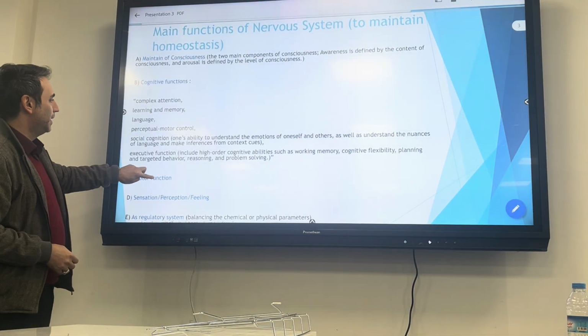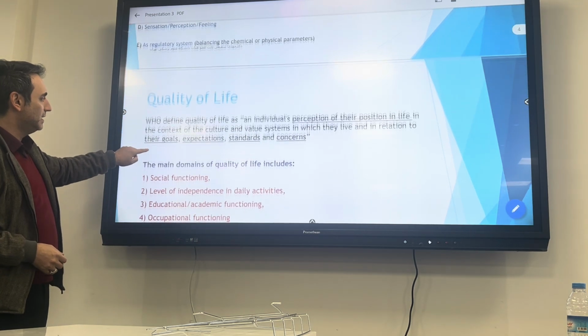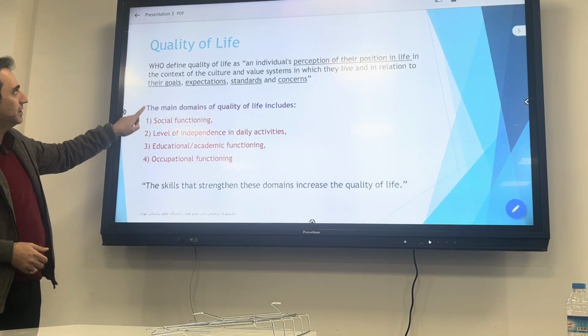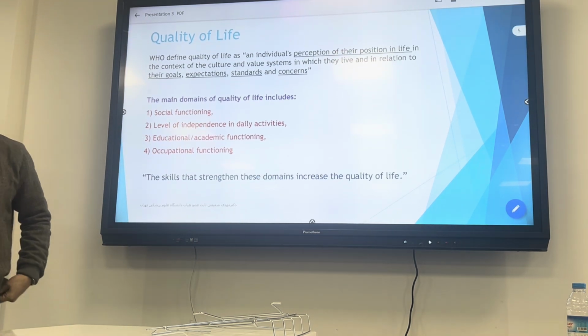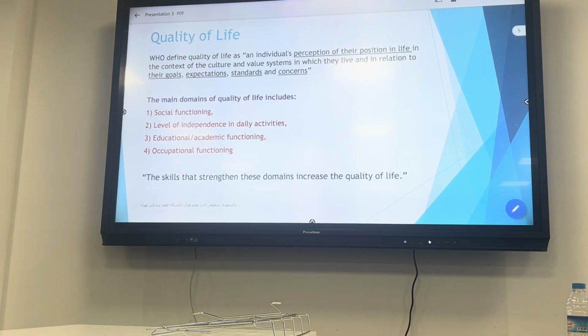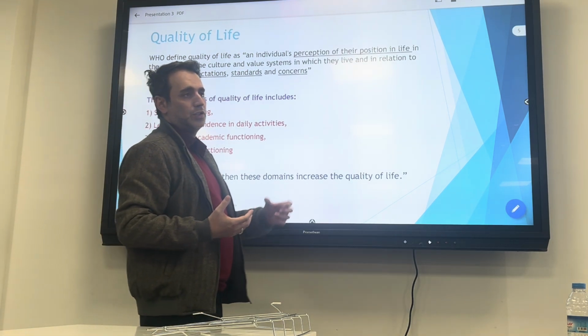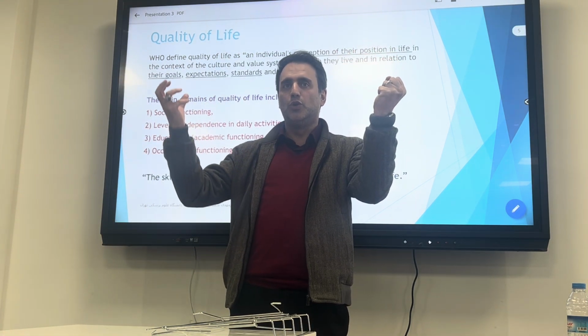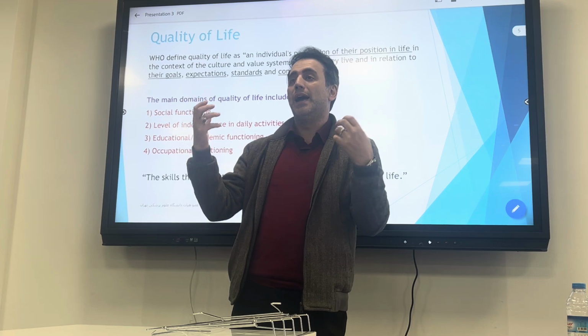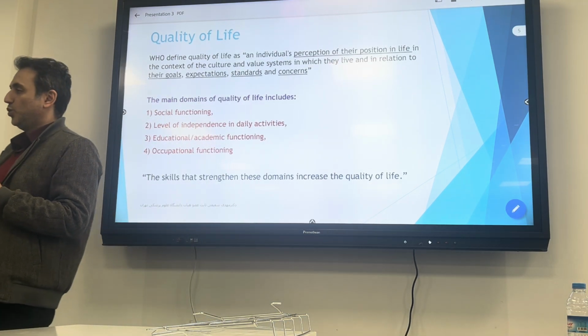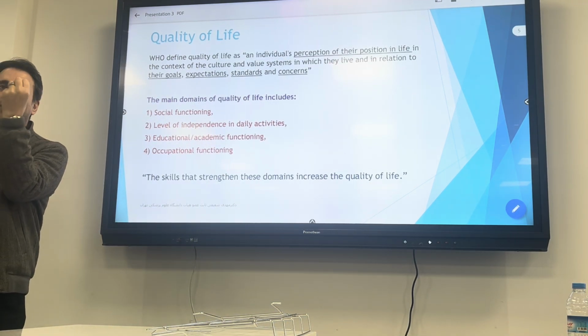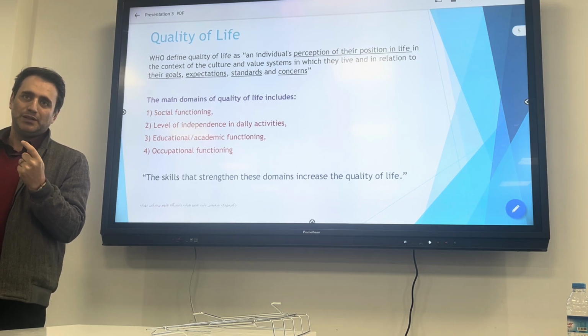Main functions of the nervous system. And this is again, I will repeat this slide a lot, because the goal of your job, of your field, of your major is improvement of quality of life. And what is quality of life? Subjective well-being, normal function.